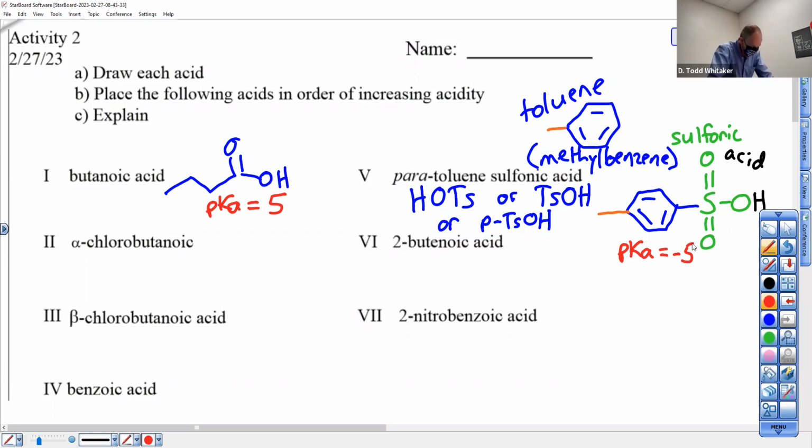We're naming them. How do you think you're going to do alpha chlorobut? I didn't write the word acid. That was just my mistake. Can you make sure acid's at the end here? How do you draw that one? You copy the one above it.